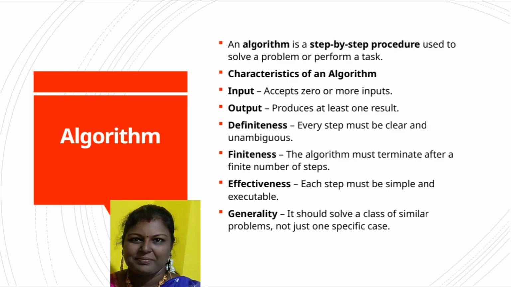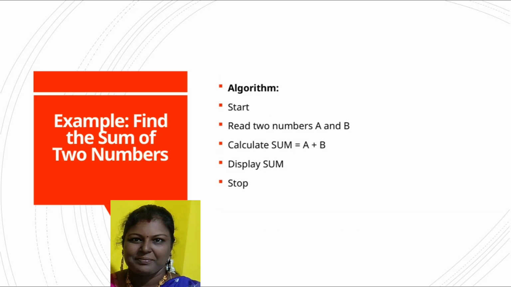Let's walk through a simple algorithm, a step-by-step process to solve a problem. Here, we start by reading two numbers, A and B. Next, we add them together to get the sum. Then, we display that sum for the user to see. Finally, the process stops. This example shows how algorithms break down tasks into clear, manageable steps. In this case, finding the sum of two numbers.